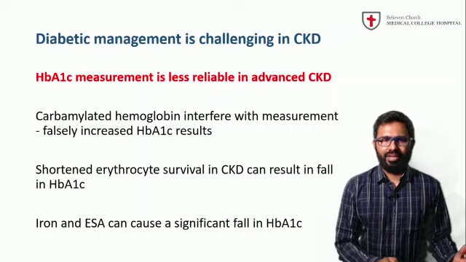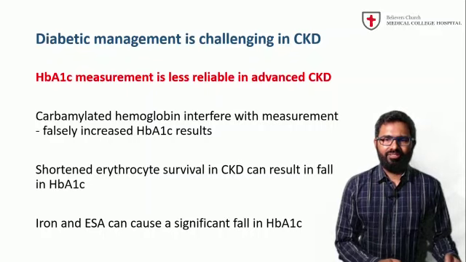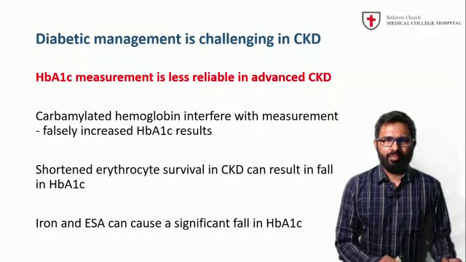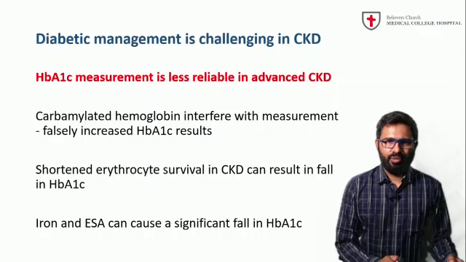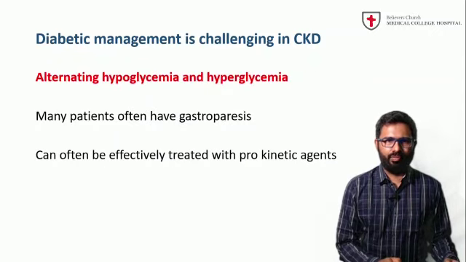Second, a reason why it's not reliable is erythrocyte survival in CKD is less. They do not have the usual lifespan of 120 days. This results in falsely low HbA1c. Thirdly, many CKD patients are on iron or erythropoietin stimulating agents or both. This stimulates the bone marrow to produce new red blood cells. New RBCs are not glycosylated, hence HbA1c value will be less if the patient is on iron and erythropoietin.